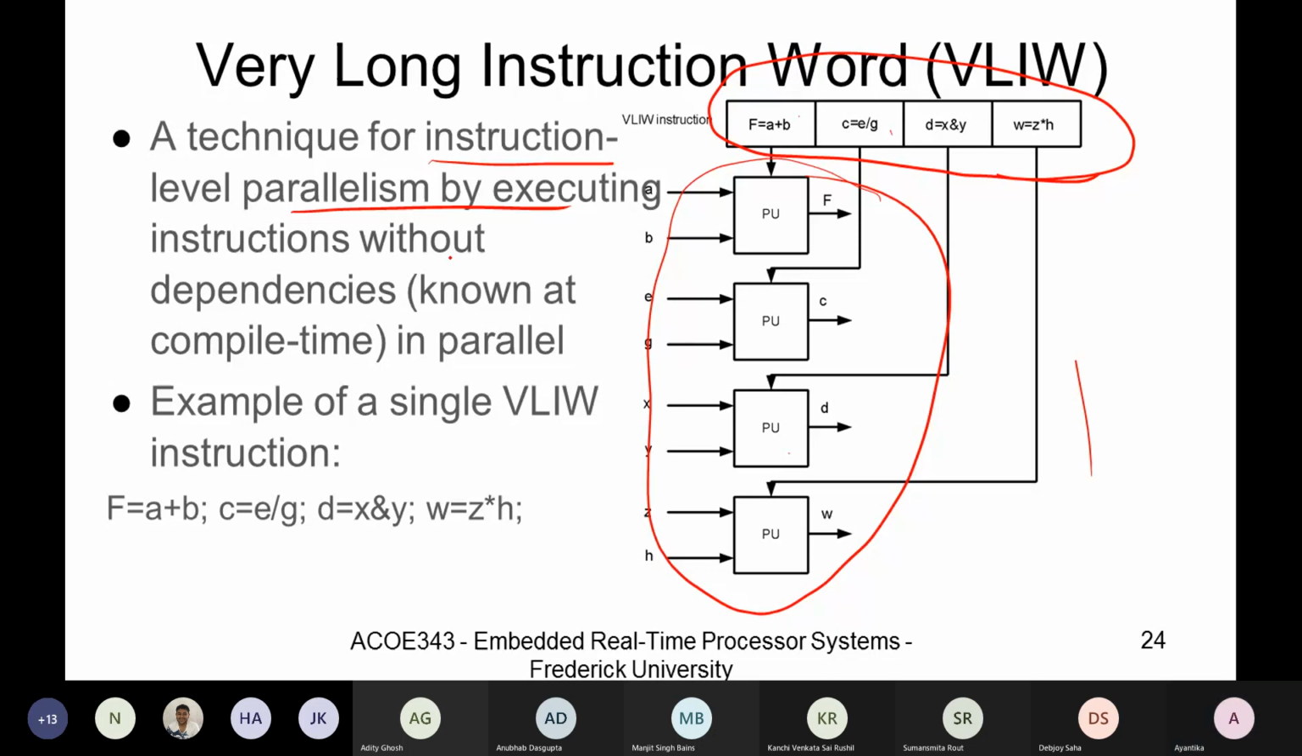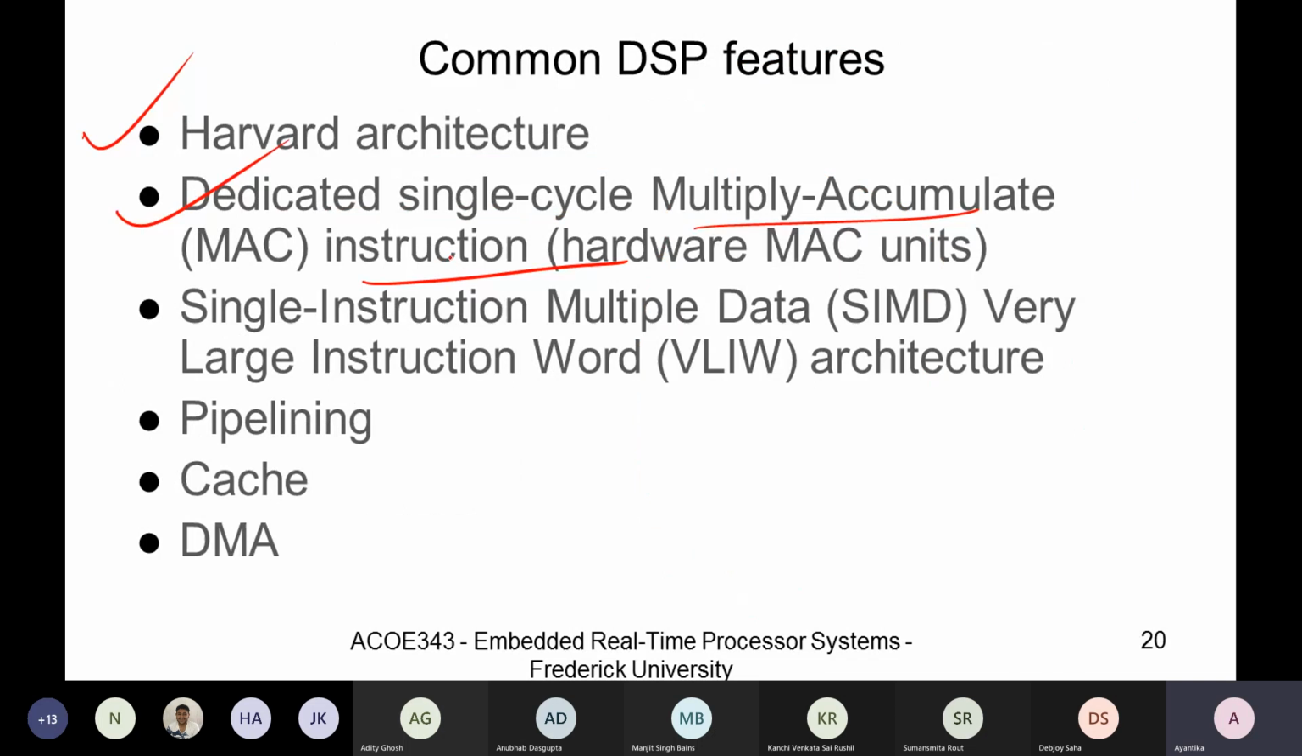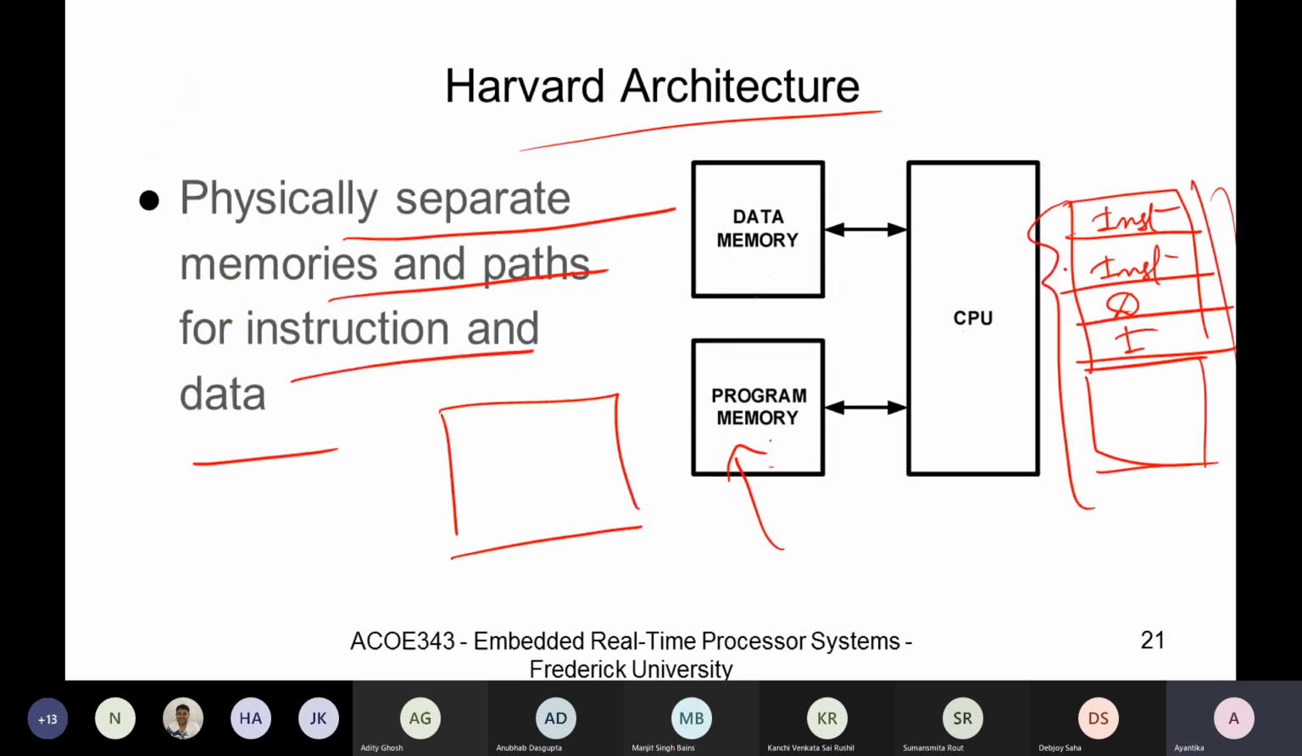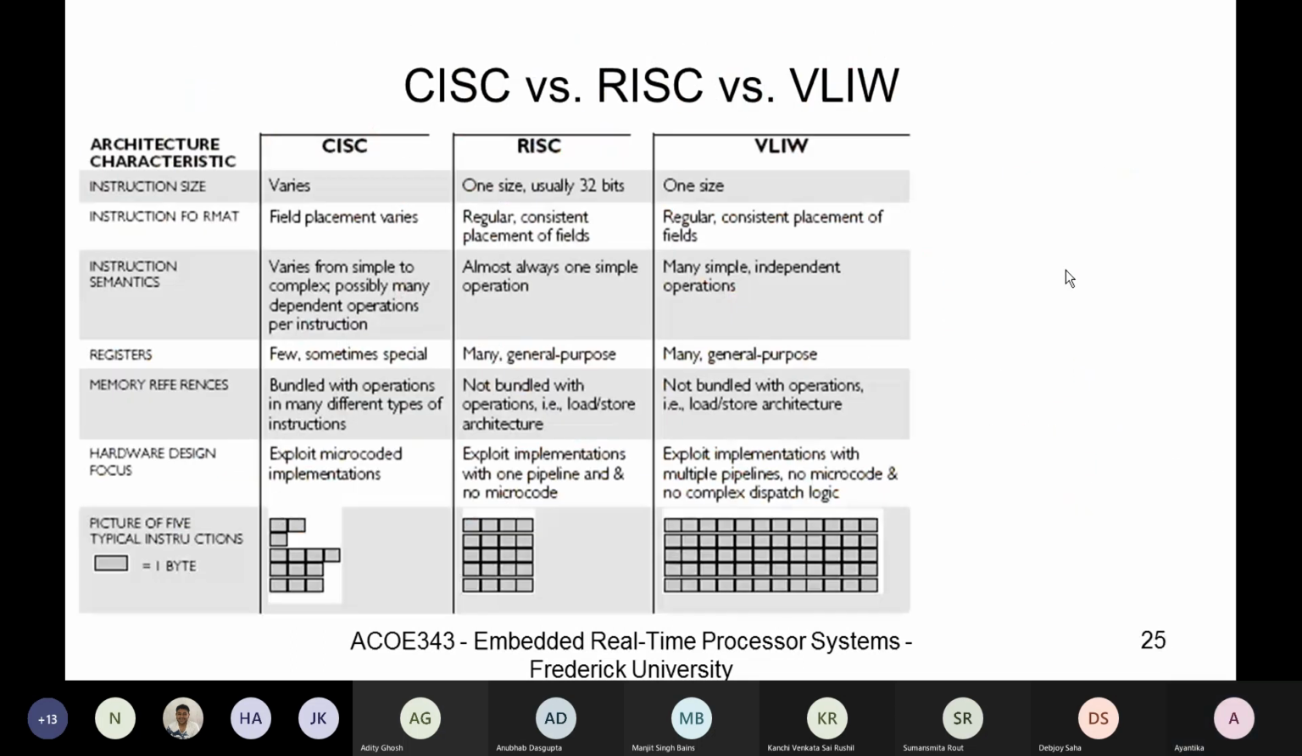This is another feature. So we have talked about Harvard architecture, MAC unit, SIMD and very long instruction. Then we will come to the pipelining part. Before that, there is one comparison: CISC, RISC and VLIW. We talked about CISC and RISC before, and this VLIW. You can just go through this table. I think the previous ones are self-explanatory. If you go through it, and if you require, I can explain that later.